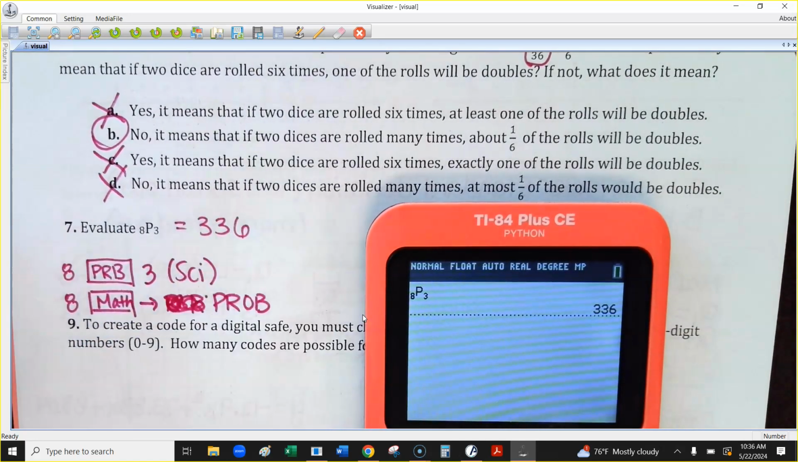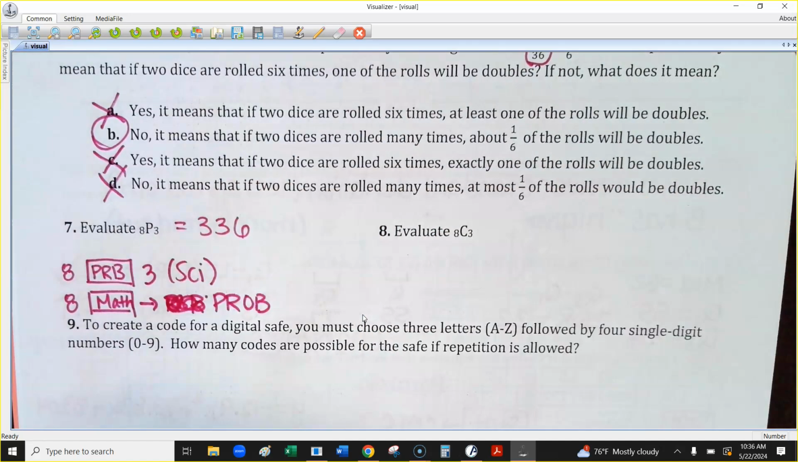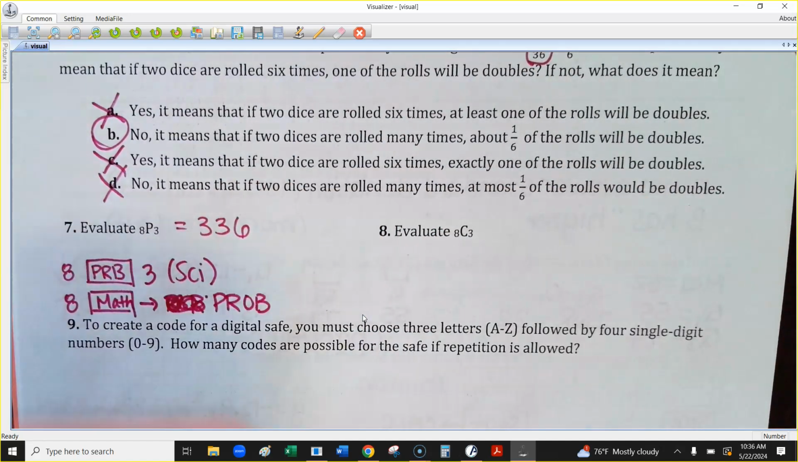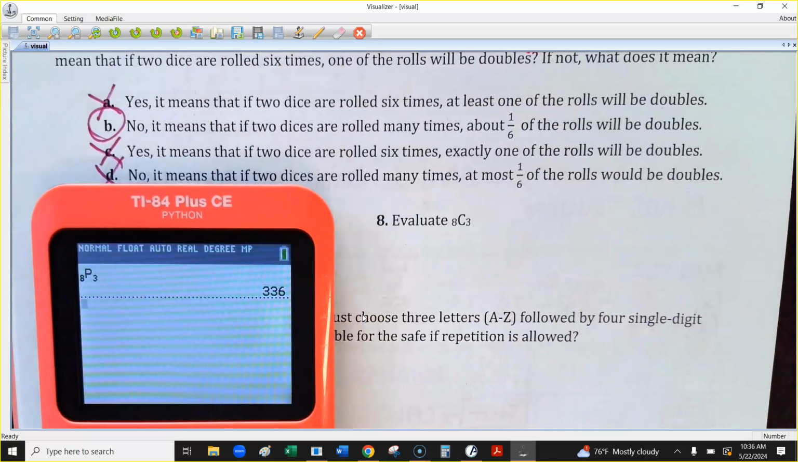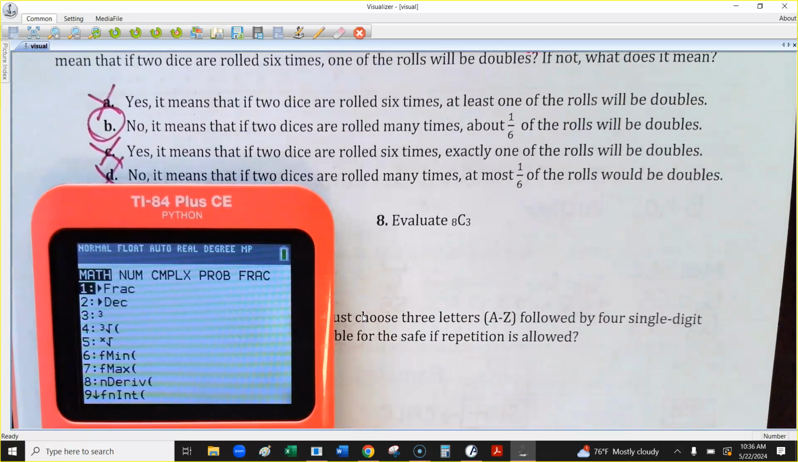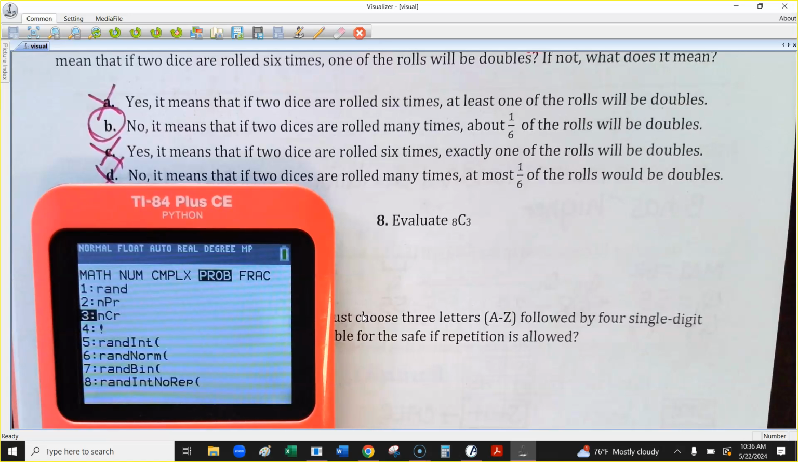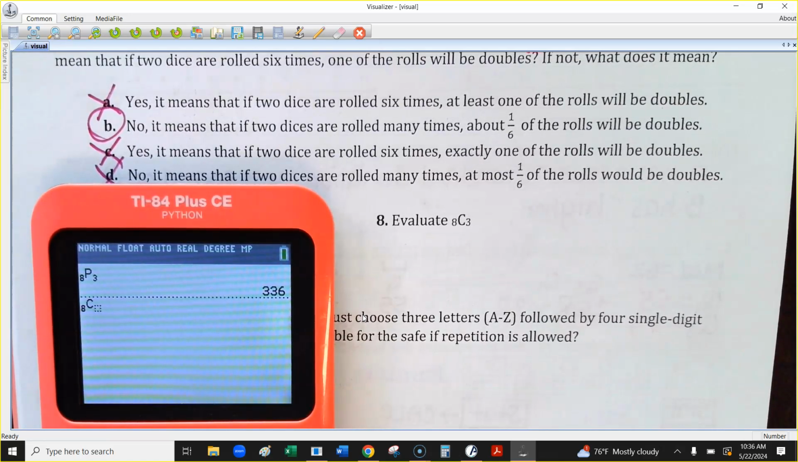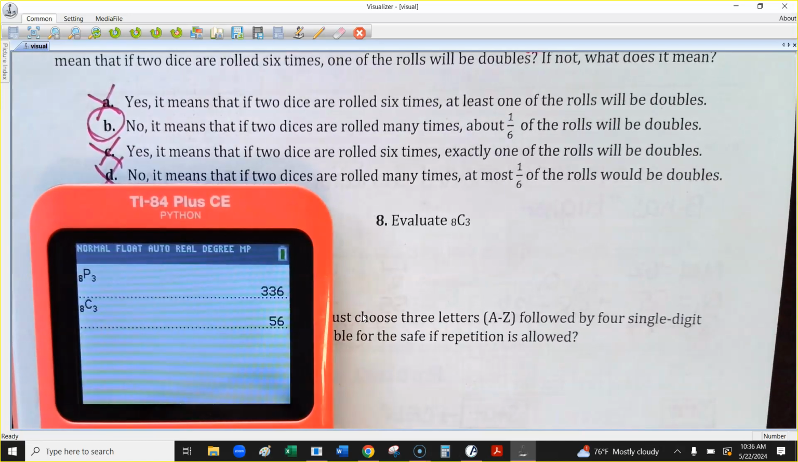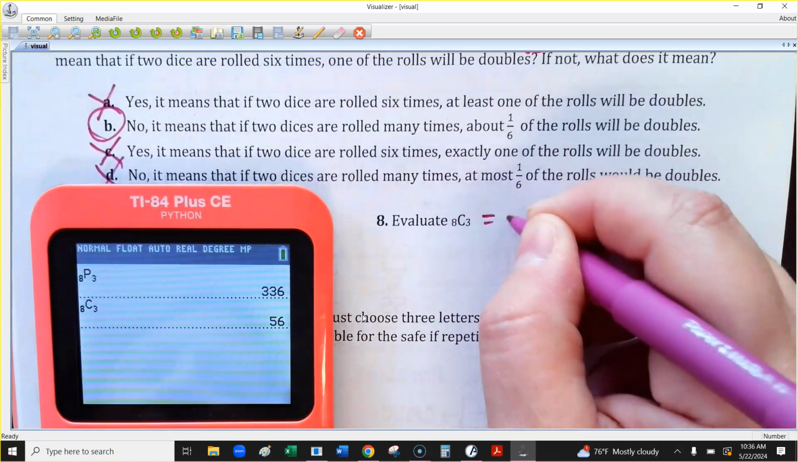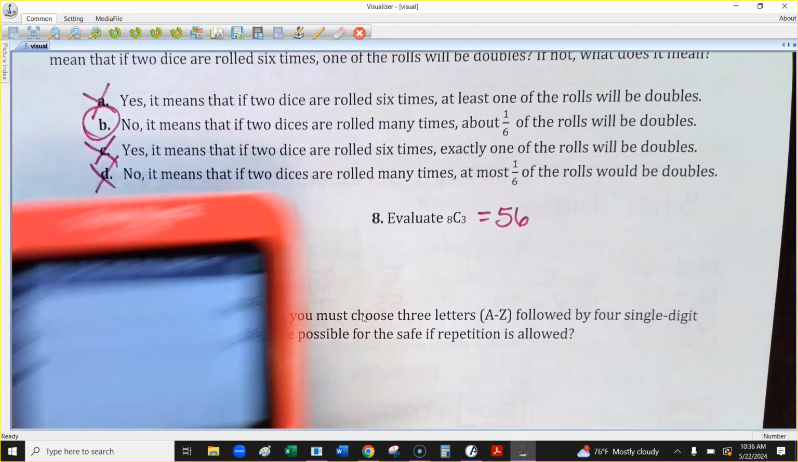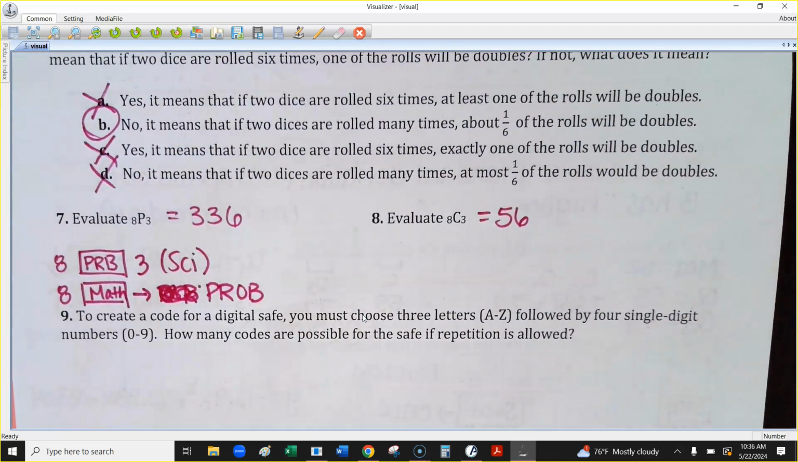If I do a combination, it's those same buttons, but just a different piece of the menu. Same number, so I'm going to do 8 math, and then the probability menu, and for C you pick the one that says C, and then you fill in the other number. You have to hit enter after you pick it. So this should be 56. There's one of those on the test. I honestly can't remember which one, but again, if you want to write down the calculator directions just to remind yourself, whichever calculator you have.